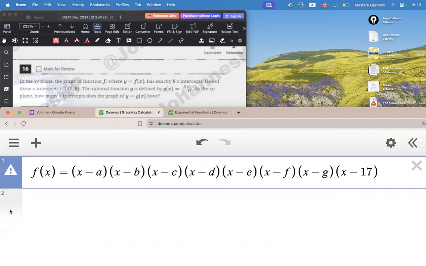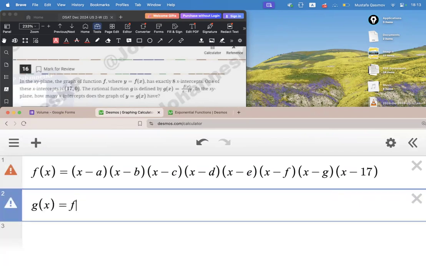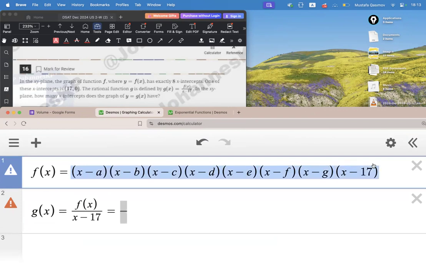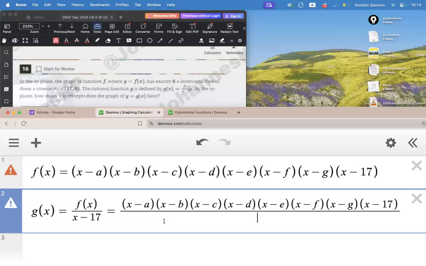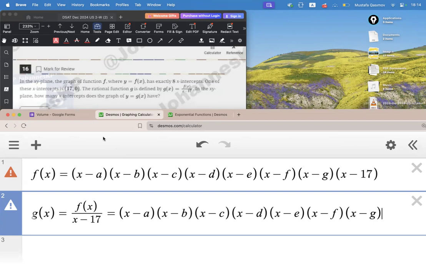And then it says that we have a new function, which is g of x. g of x is equal to f of x over x minus 17. Then it will be equal to this function over x minus 17, and x minus 17 will be eliminated, right? It will be like that. And we have only 7 x-intercepts here. But you don't need to write all of them. I just want to show you. Any question?